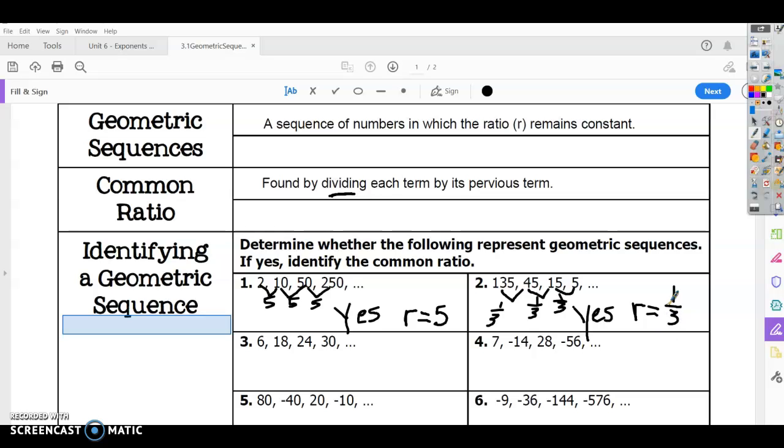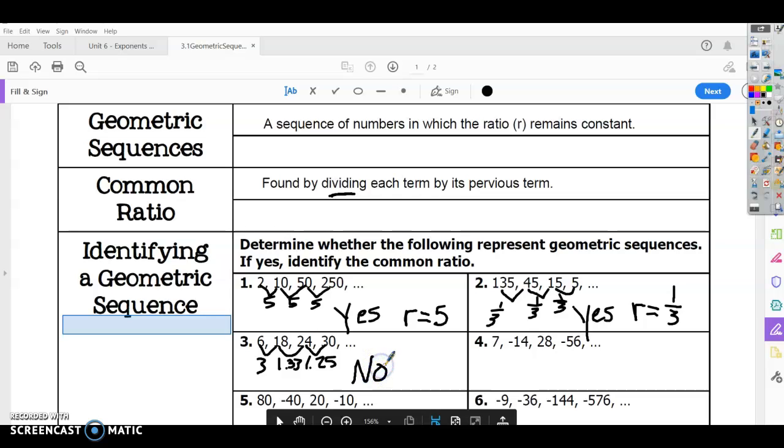All right, now for the next one, it's got 6, 18, 24, and 30. So let's do 30 divided by 24, which gives me 1.25. 24 divided by 18 is 1.33. We can already see that those are different. And then 18 divided by 6 is 3. Because those are different, this is not a geometric sequence. So when it says determine whether the following represents a geometric sequence, if it's not, there's no common ratio, so you just put a no.